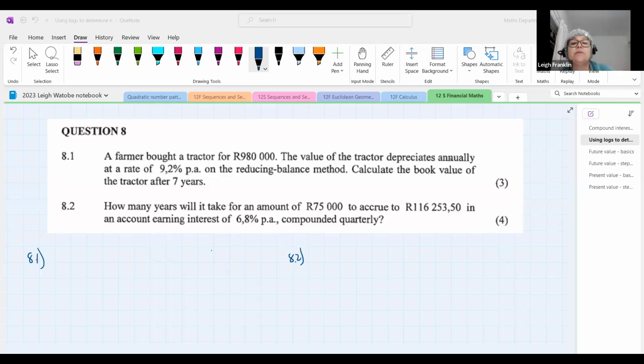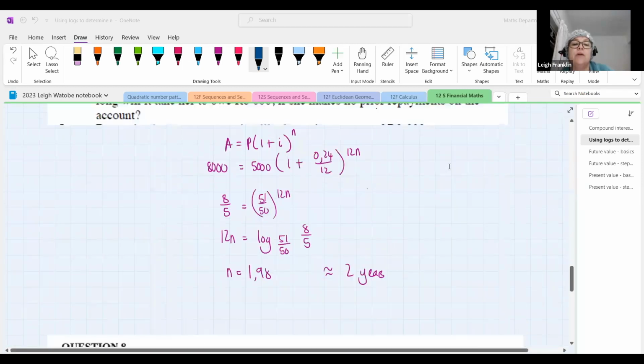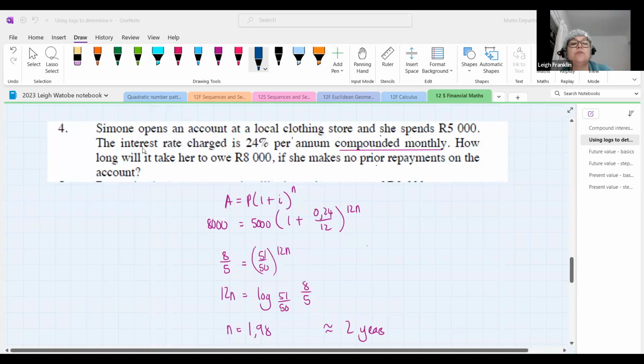Swanak, why is there a plus? Because it's compound interest. Okay, so here it was compound interest. The 5,000 grew into 8,000. Her interest rate is 24% per annum compounded monthly. Okay, so it's compound interest.